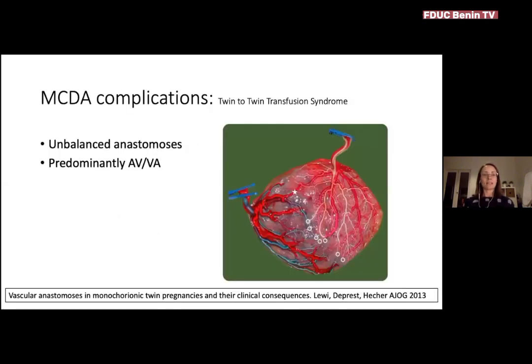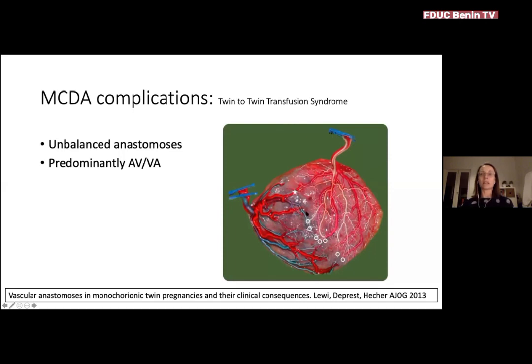So the next MCDA complication that I'll cover is twin-twin transfusion syndrome, which occurs because of an unbalanced set of anastomoses. So the unidirectional anastomoses are predominantly in one direction, either AV or VA between the twins. And this is an example of a placenta like that, where there is one AA anastomoses, which is the protective type, but all of these circles here are AV anastomoses in one direction.